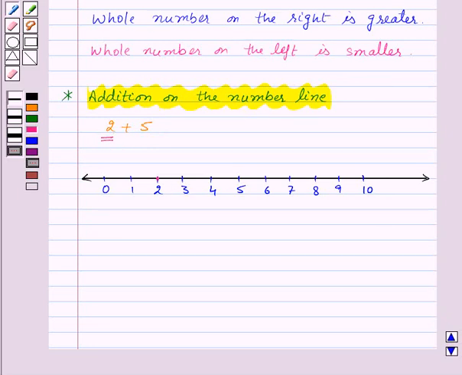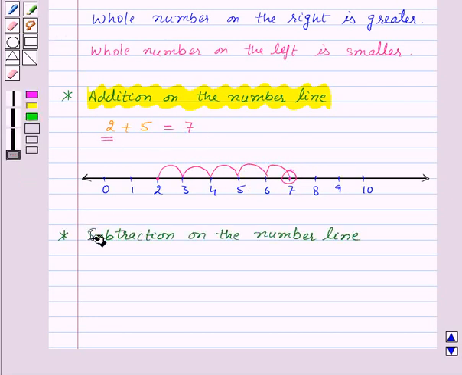Now, we need to add 5 to the number 2. So, we will make 5 jumps on the right of 2. That is, from 2 to 3, 3 to 4, 4 to 5, 5 to 6 and 6 to 7. So, we reach at the point 7. That means 2 plus 5 is equal to 7.